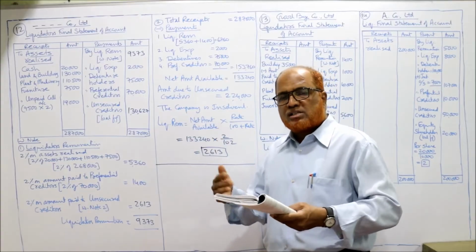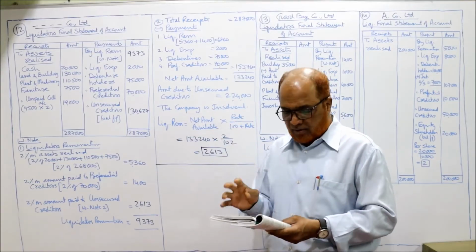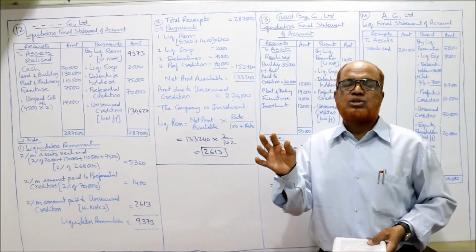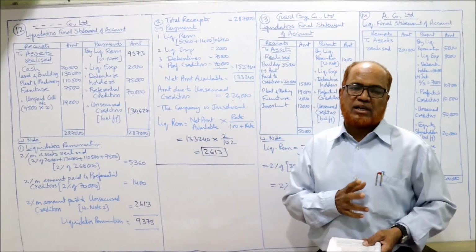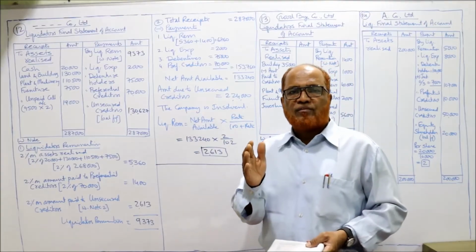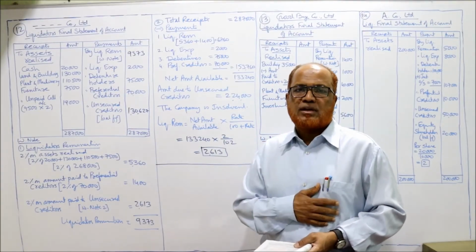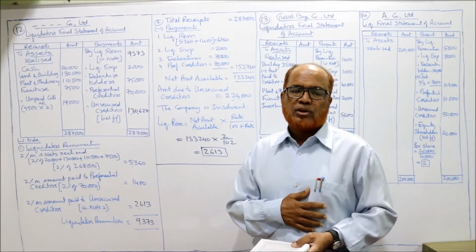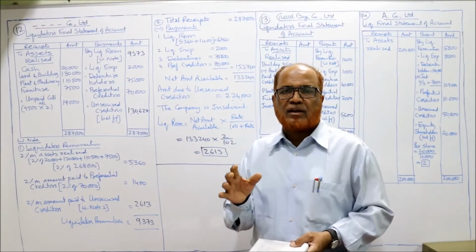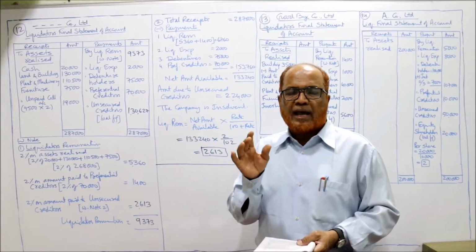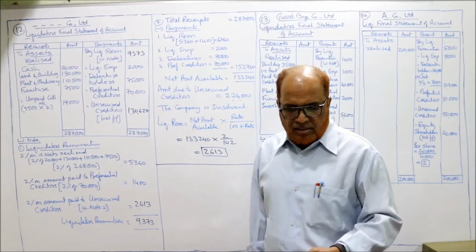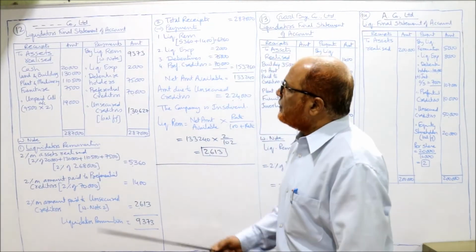So all the shareholders have paid except one shareholder who was holding 500 shares. So out of 10,000 shares, for 9,500 shares we got the calls. So 9,500 into 2 rupees, 19,000 rupees we got as calls in arrear. The liquidator has received the final calls on 9,500 shares at rupees 2 per share. This is a problem. Now see it carefully.